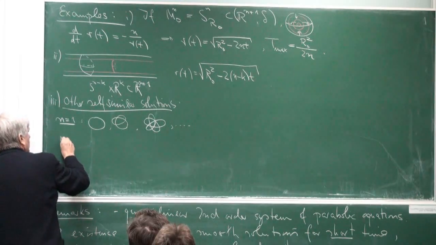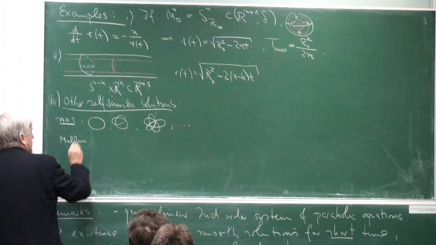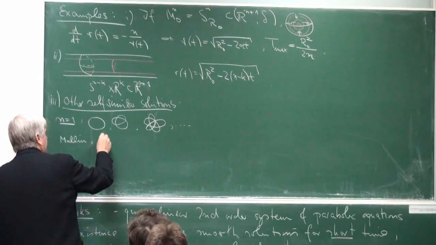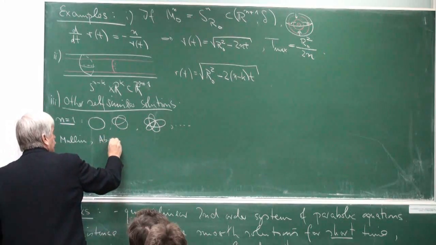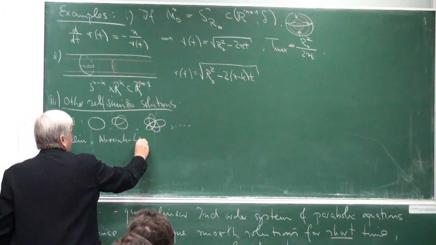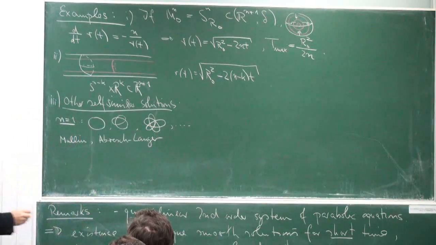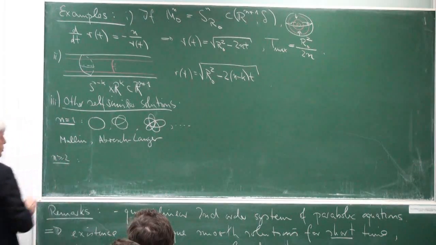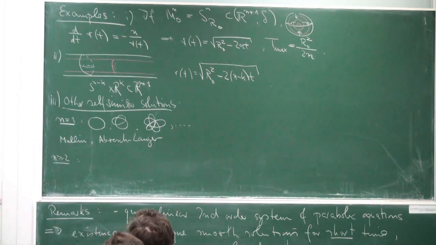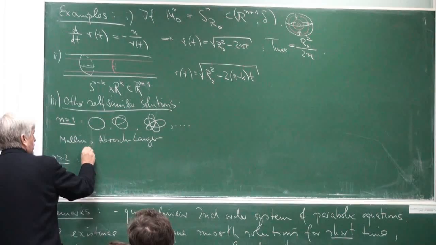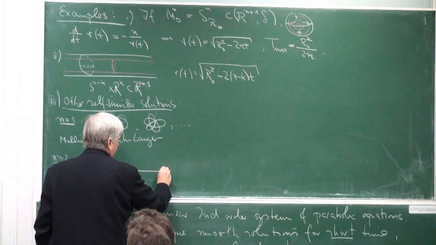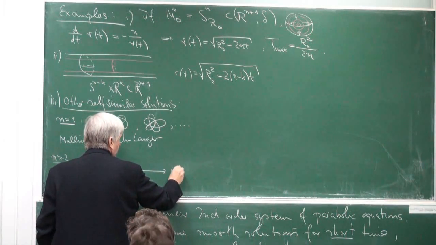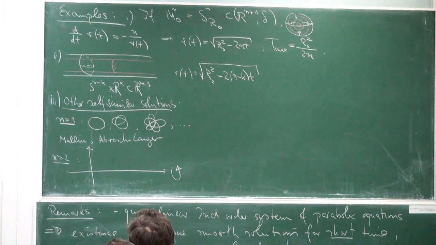And these were found a long time ago by the material scientist Mullins, and then rediscovered by Abresch and Langer, who gave a complete classification in the one-dimensional case. Now, for n greater or equal 2, you get a zoo of self-similar solutions. There are many. Already in the axially symmetric case, I don't think there is a classification.